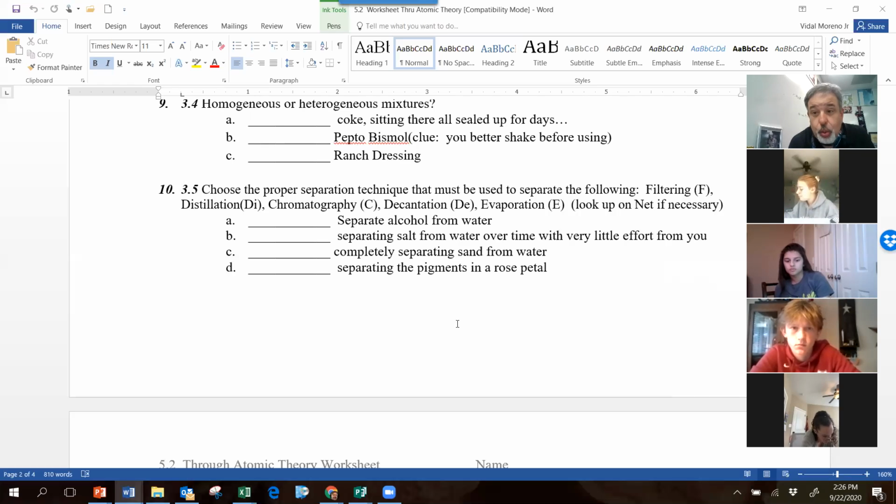Separating liquid from liquid would be distillation. Distillation. And then finally, pigment, color, chromatography. All right. Thank you.